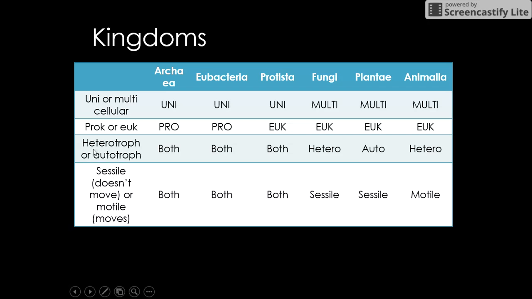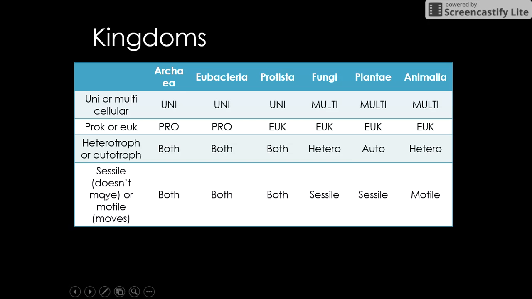We also have heterotroph or autotroph. Hetero means you do not make your own food. You have to eat something. Auto, think automatic, they make their own food. So the first 3 are both heterotroph and autotroph. They can either make their own food or they can eat something. Fungi and animals are hetero. We can't make our own food. We have to eat something. Plants are the only autotrophs. They are the only ones that 100% make their own food.